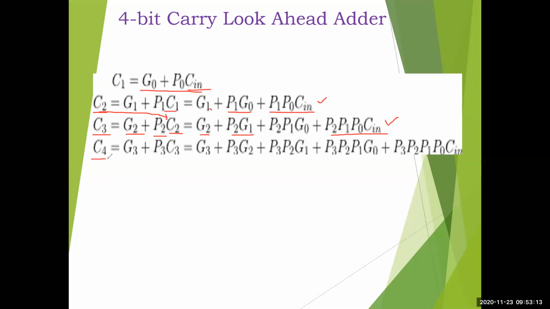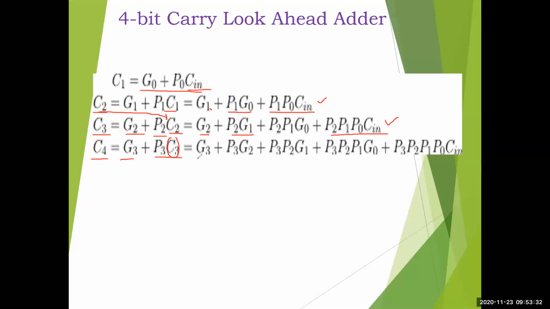Next we have i equal to 3, the last case. 3 plus 1 is C4. Here we have G3 and P3 C3. So now you can tell me, what do we have to do? We have to substitute for this C3 from the previous one, this carry generation. So substitute that and multiply with P3.